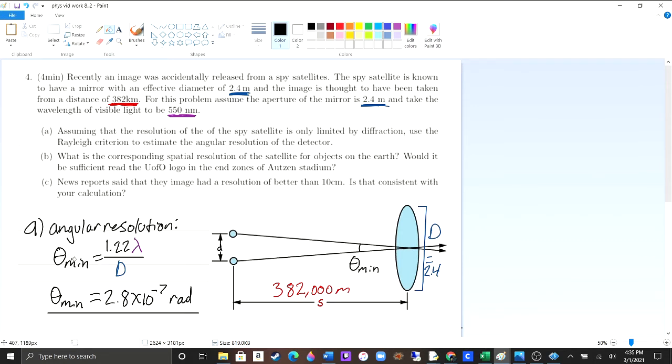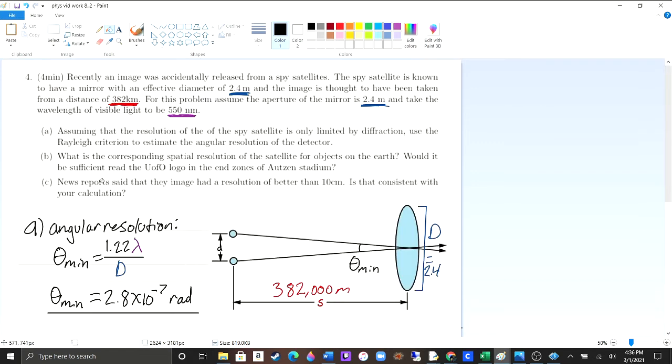So to find that, this is from the textbook, our theta min, which is the minimum angle of resolution, is equivalent to 1.22 times our wavelength divided by the diameter of our aperture. So we plug in 2.4 meters for the diameter, 550 nanometers for the wavelength, and we get our theta min is equivalent to 2.8 times 10 to the negative 7th radians. So that is this angle.